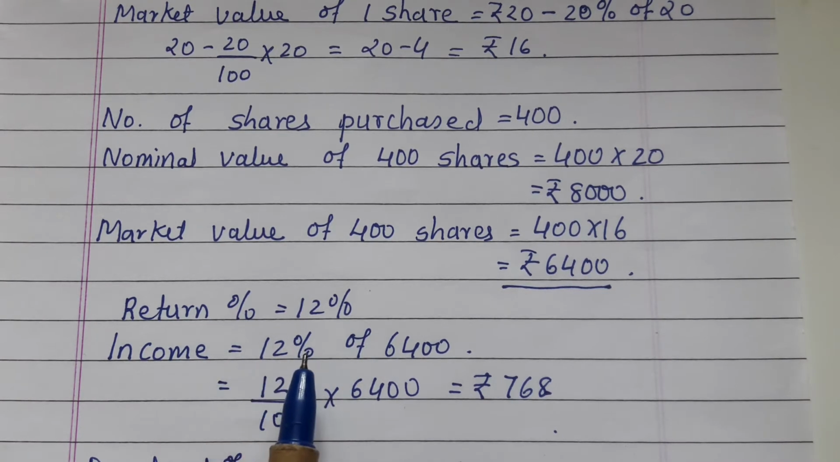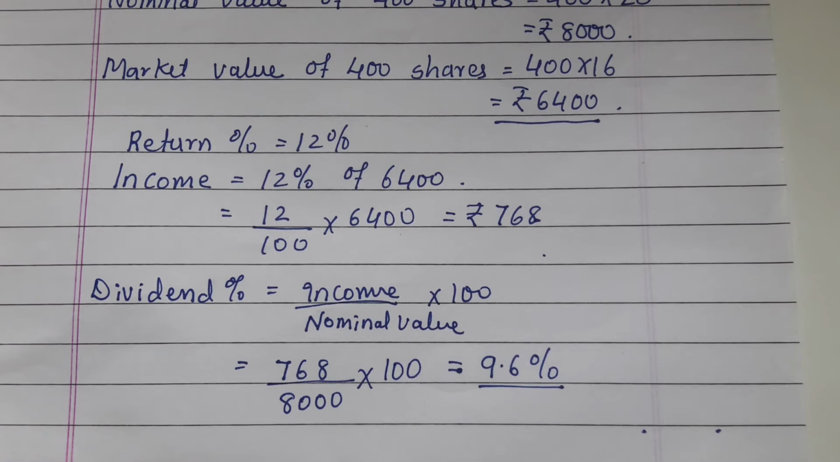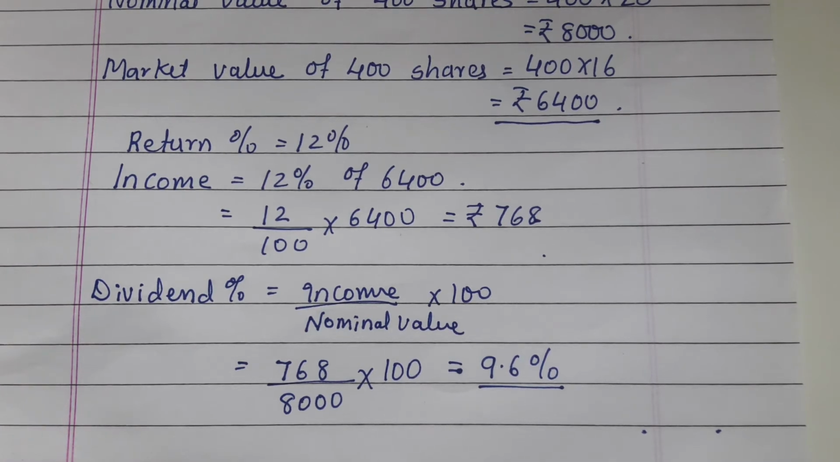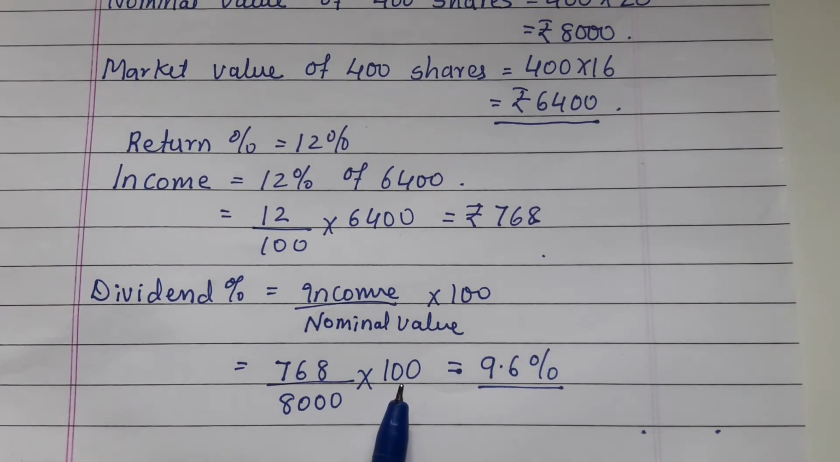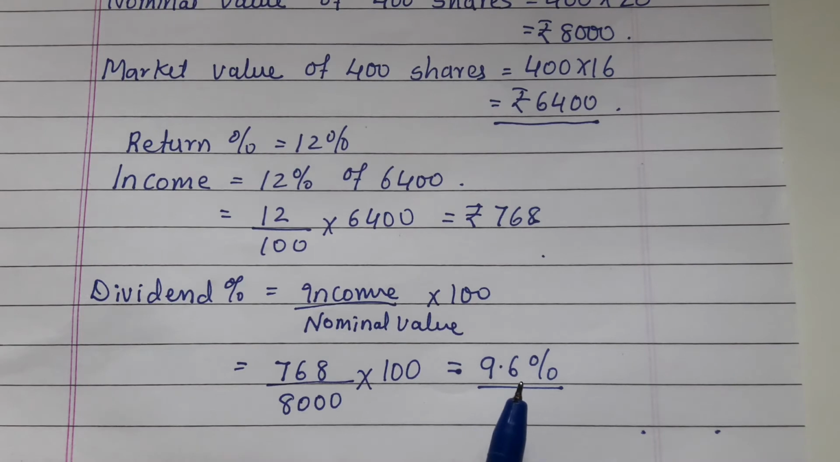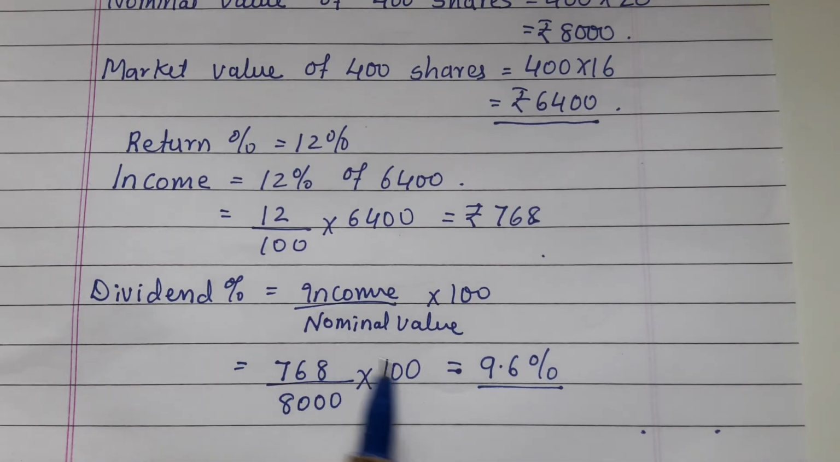Income is equal to 12% of 6400 investment, that is equal to 12 upon 100 into 6400, equal to rupees 768. Dividend percentage is equal to income upon nominal value into 100, that is equal to 768 upon 8000 into 100, equal to 9.6%. Dividend percent is equal to 9.6%.